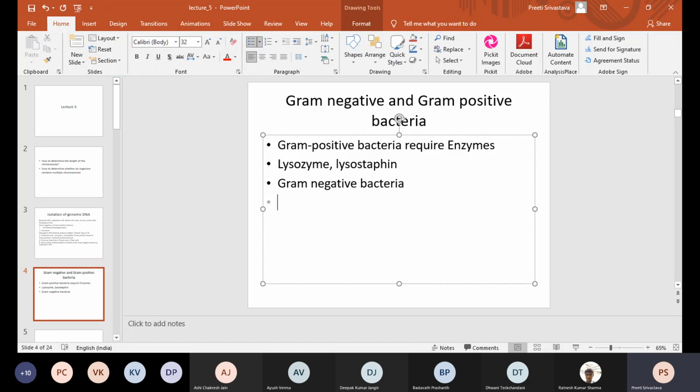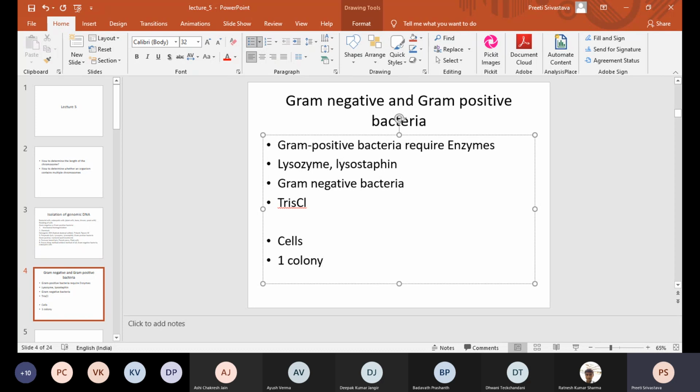But before that, class, please try to understand that we use a buffer called Tris-Cl buffer. When we want to isolate the genomic DNA, the chromosomal DNA from bacterial cells, the first requirement is cells, correct? Now you can isolate the genomic DNA from a single colony, right, from one single colony.